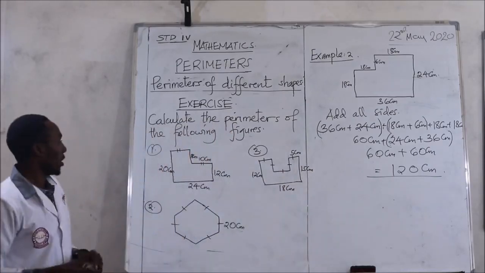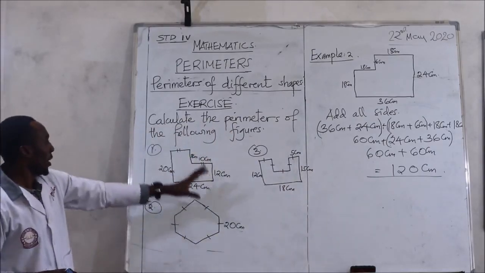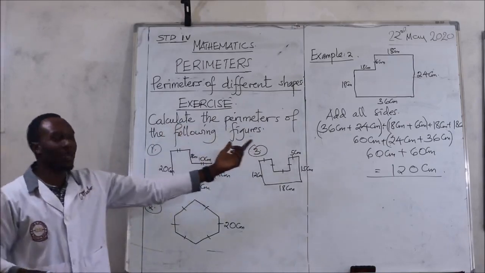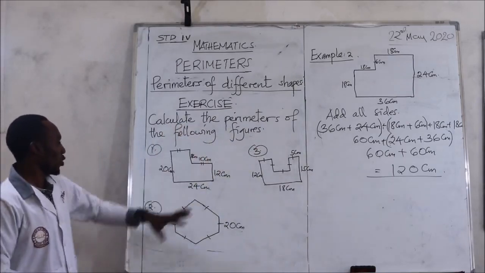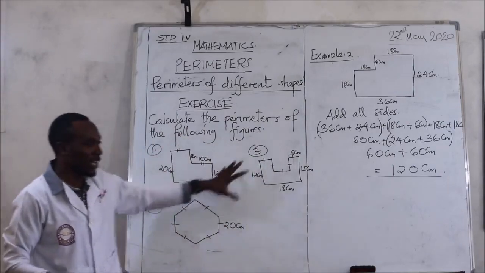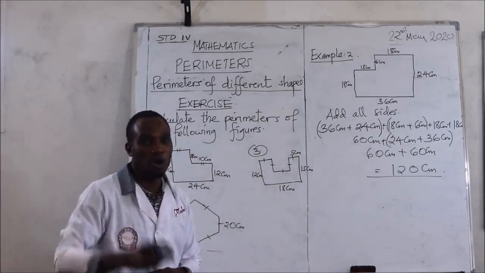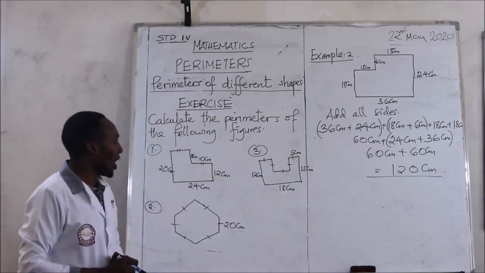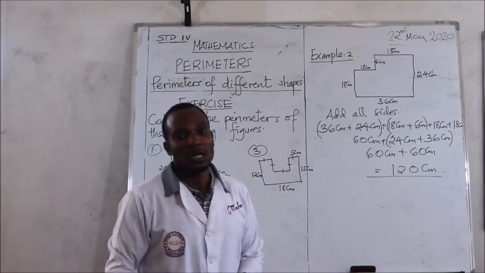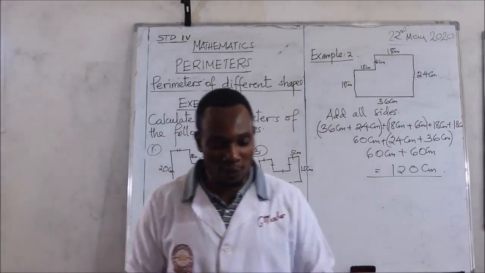Now, this is the exercise for you. The question says calculate the perimeter of the following figures. So make sure that you find the perimeter of these figures. Remember the formula, as I said before, is to add all sides. I wish you a nice moment. Thank you for listening to me.